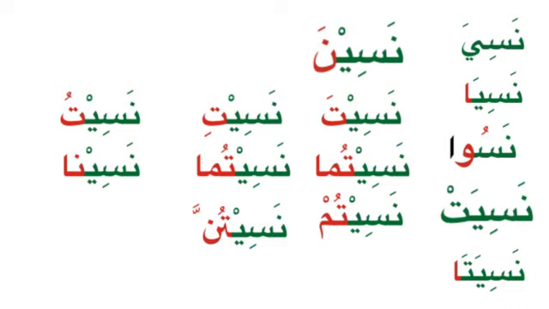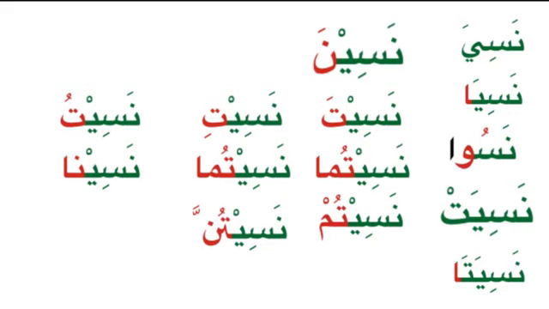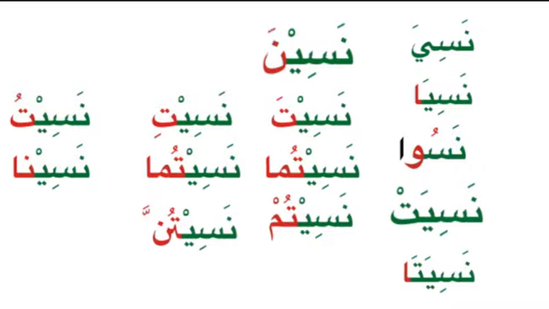So this is how a fa'il naqis with original ya retained is conjugated. The only change taking place is in the hum form where the dhamma comes, and that's the reason why it comes: because of a compatibility issue. Now we're going to bring another fa'il with a similar pattern and see how it is conjugated.